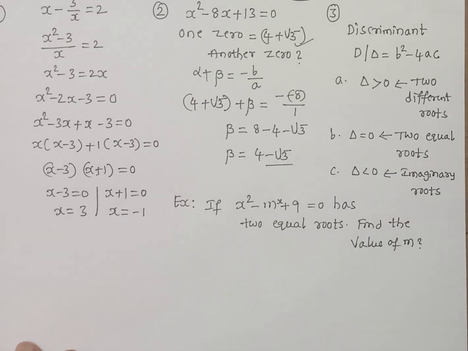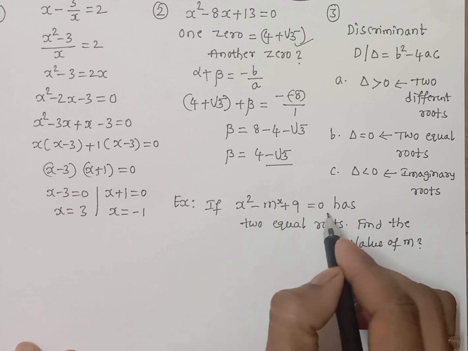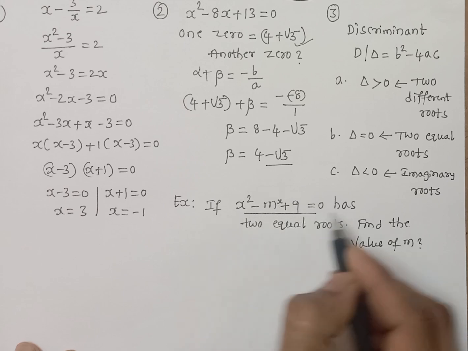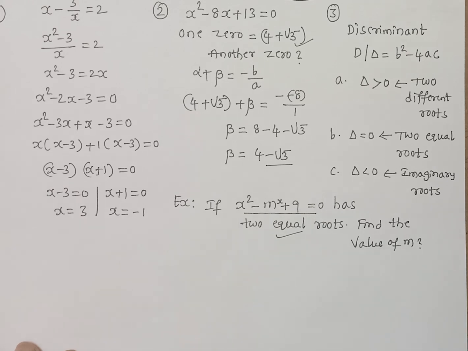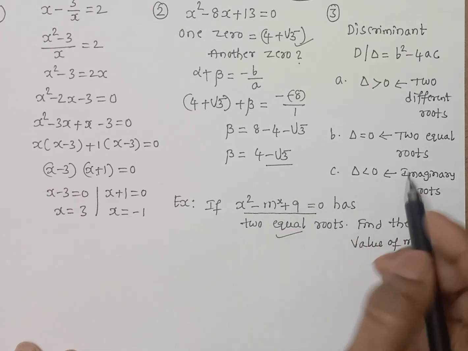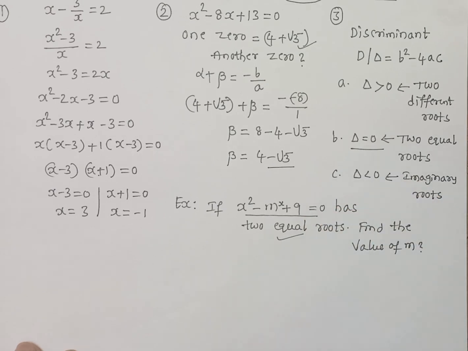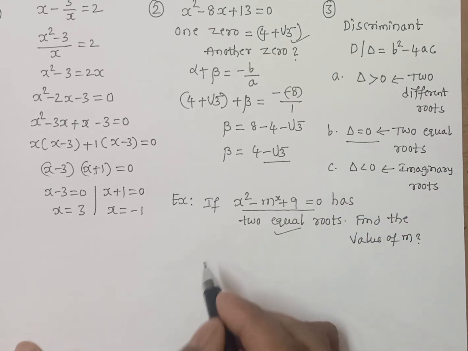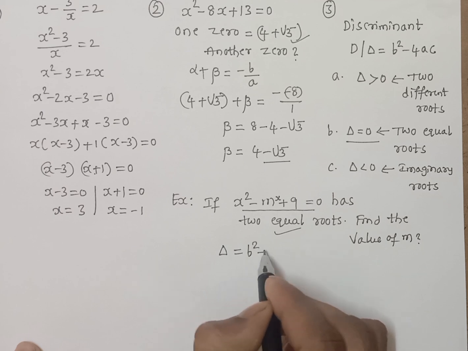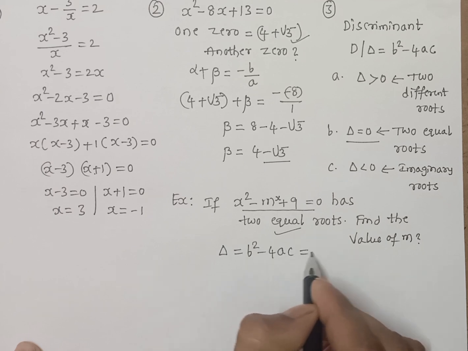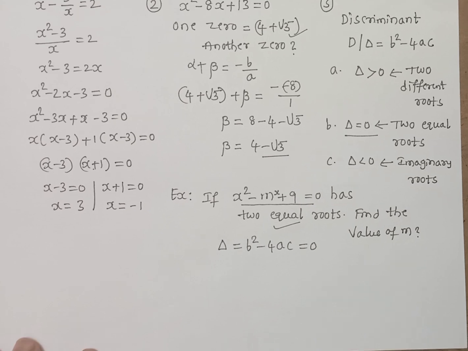Suppose the question is: if x square minus mx plus 9 equals 0 has two equal roots, then find the value of m. What is the condition for two equal roots? That is delta equals 0. And what is the meaning of delta? Delta is nothing but capital D, that is b square minus 4ac, which equals 0. This is the condition for getting two equal roots.